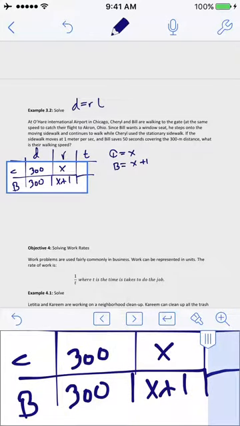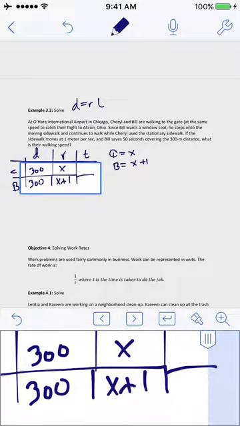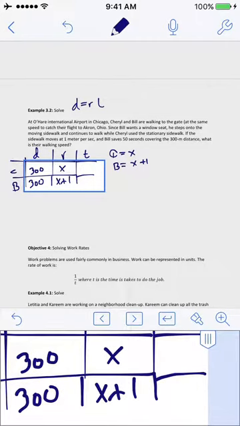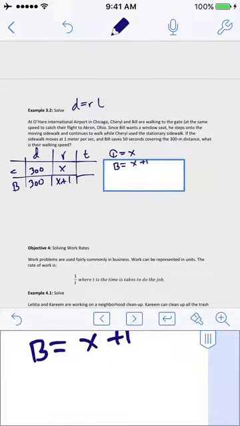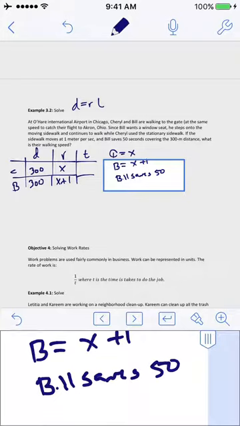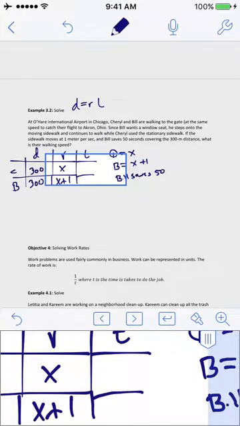So those are their corresponding rates. Cheryl will be the x. Bill is also walking x, but he's also going a meter faster. Very similar to the river problem, right? Once again, we don't know anything about the time. We do know that Bill saved 50 seconds. But we don't know anything specific about the time of Cheryl versus the time of Bill.